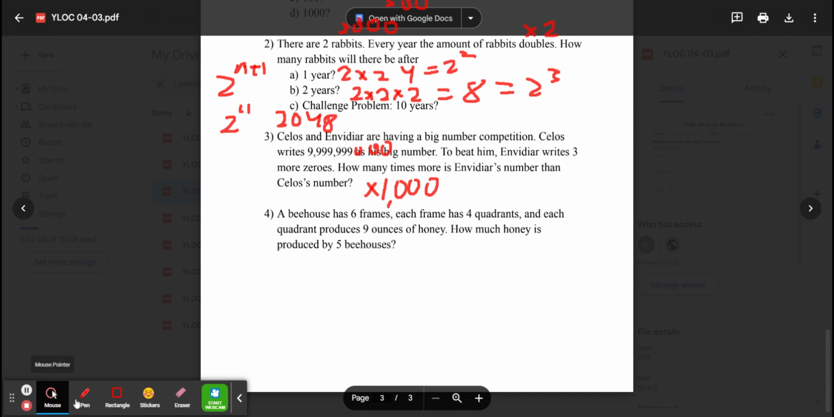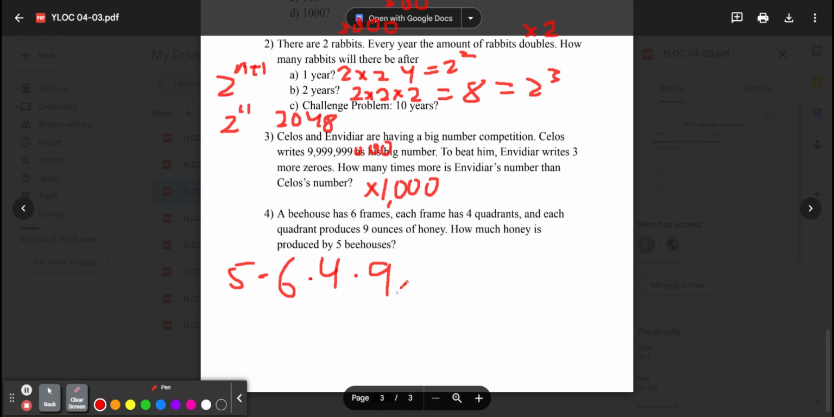And for our last problem, a bee house has 6 frames. Each frame has 4 quadrants, and each quadrant produces 9 ounces of honey. How much honey is produced by 5 bee houses? This is a long multiplication problem. Here we have 5 bee houses. Each one has 6 frames. Each frame has 4 quadrants, and each quadrant produces 9 ounces of honey. So we have to multiply those all together.